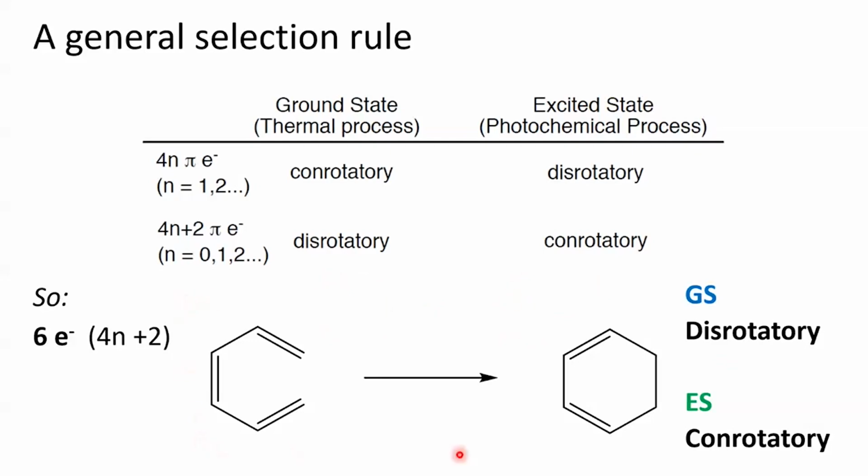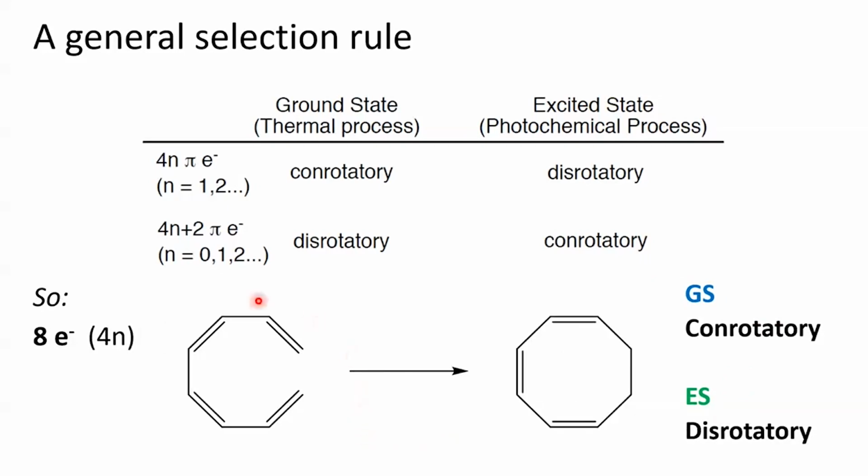So looking at this example shown here, we can see there's 1, 2, 3, 4, 5, 6 electrons shown, so it's 4n plus 2. Looking at our table, we can see that for thermal processes, it's going to be a disrotatory closure, whereas for photochemical processes, it's going to be a conrotatory closure. And GS here stands for ground state, which means heating.